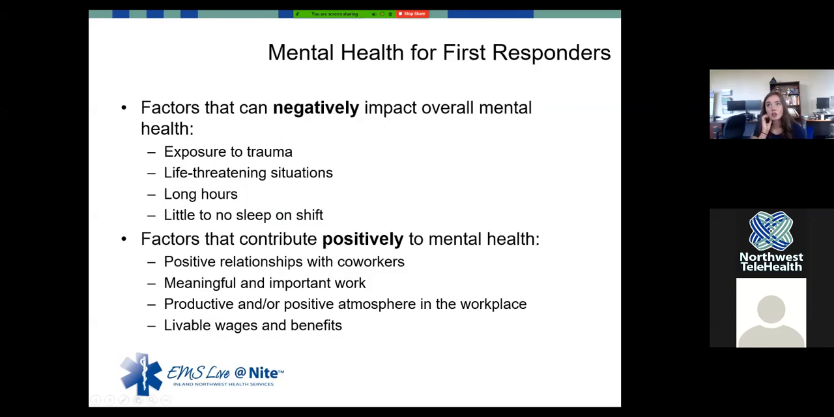So let's go ahead and talk a little bit about the factors that can contribute to your mental health as an EMS provider. So maybe some factors here that negatively impact overall mental health, and that's your exposure to trauma, the life-threatening situations that you may be in, the really long hours that you endure, and quite possibly little or no sleep on the shifts that you are working. And even if you get some days off in between, it almost seems like it would be hard to recover from that. So those are some things that can negatively impact.